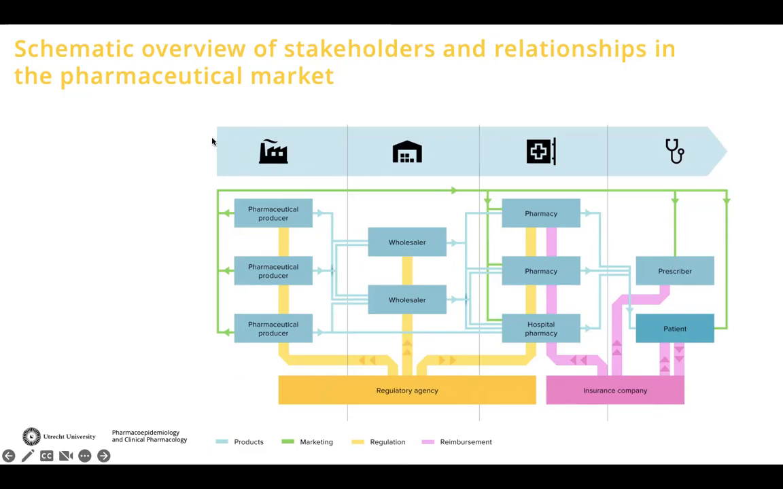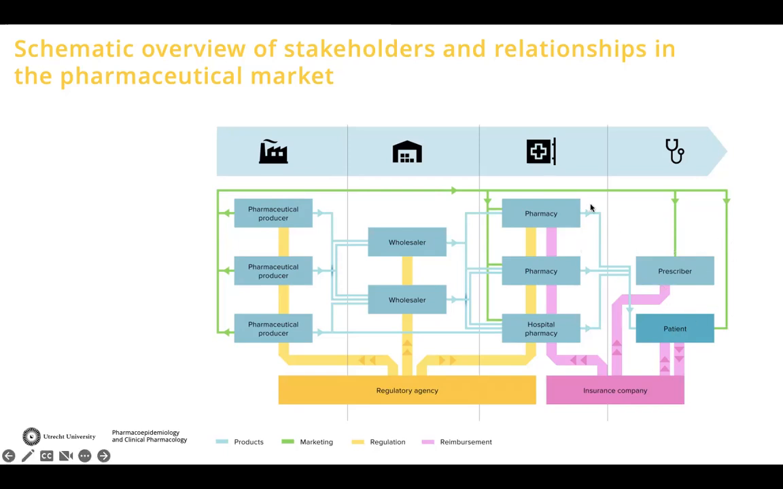So this is the pharmaceutical industry here. It typically interacts with the regulatory agency. It also interacts with all these different sectors. So this is the wholesaler, which produces the medication. This sector here is the pharmacy sector. So this includes hospital pharmacy, community pharmacy, and maybe some other types of pharmacies, and then the prescriber, who's actually prescribing the medication to a patient, and then this is the patient here.